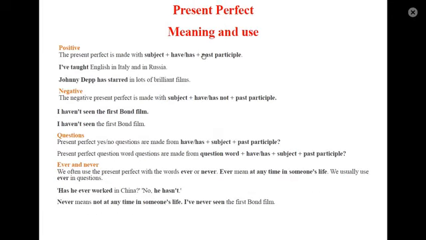The other tense is present perfect. The meaning and the use of the present perfect. We have the positive, the negative and the question. For the positive, the present perfect is made with subject, have or has, and after have or has, as we described before, we have the past participle.